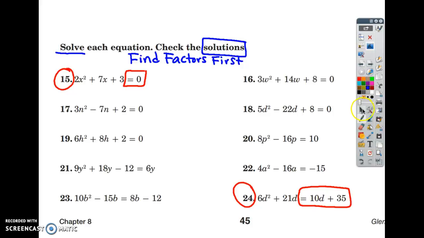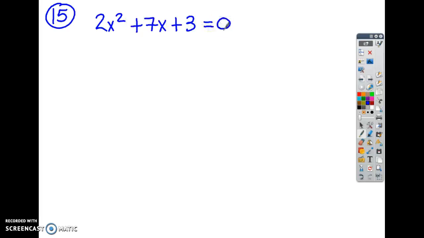All right, so let's write down number 15 on another sheet of paper, and let's factor it. I have 2x squared plus 7x plus 3 equals 0. And that's what we want. We want it to equal 0. So if it does not equal 0, I'm going to show you what to do with those.